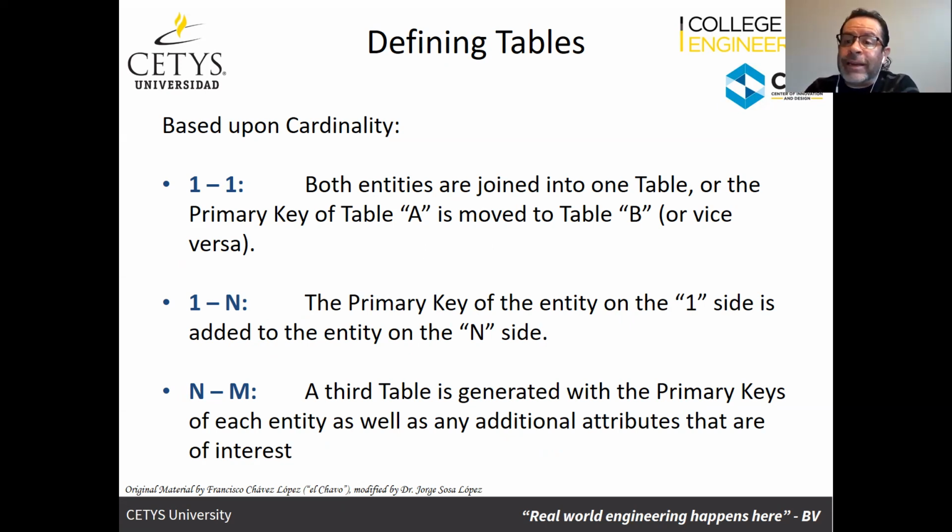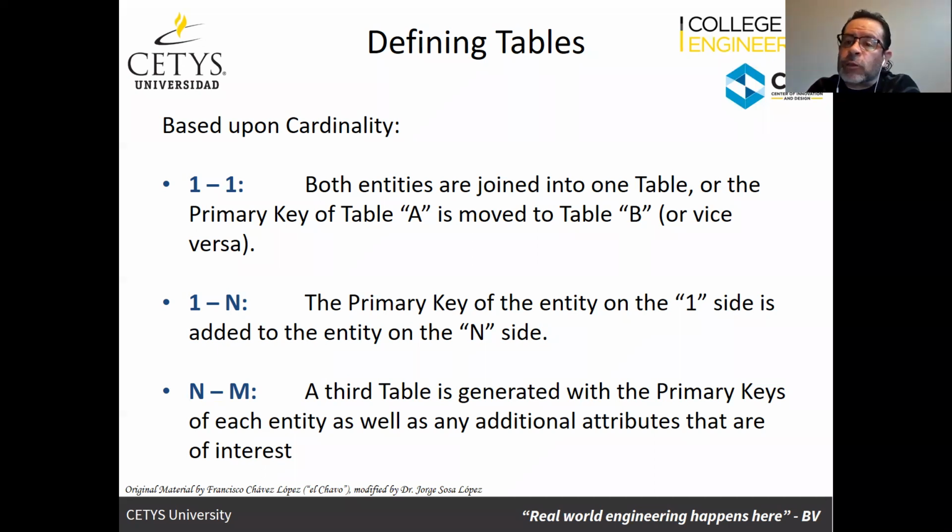Based upon the cardinality, if we have two entities that have a cardinality of 1-to-1, then basically we're not going to have to create two tables. We're just going to make one table, and we're going to add the primary key of table 1 into the new table as a primary key also. So if we have any relationship that's 1-to-1, we don't need two tables. We can fuse that into one table.